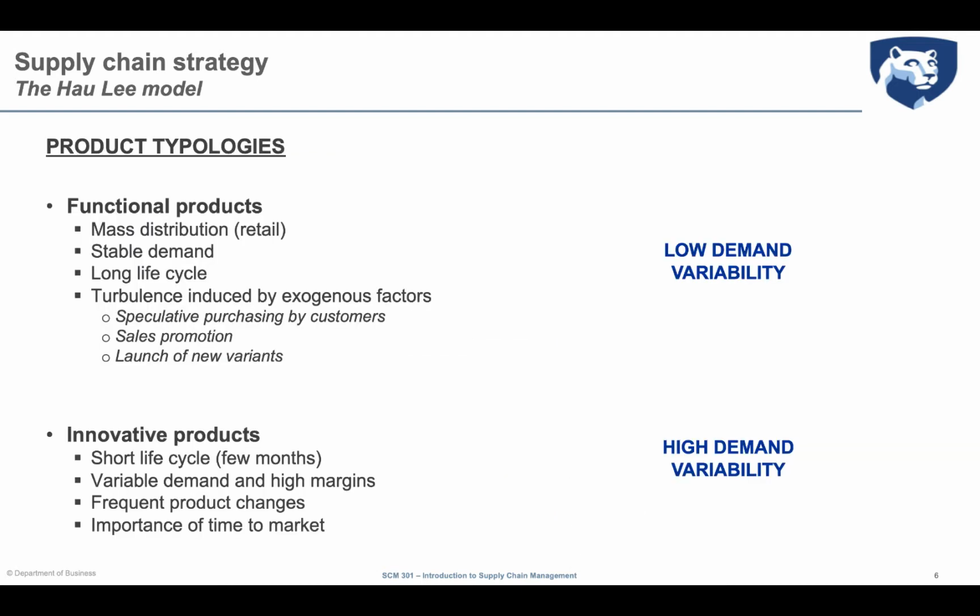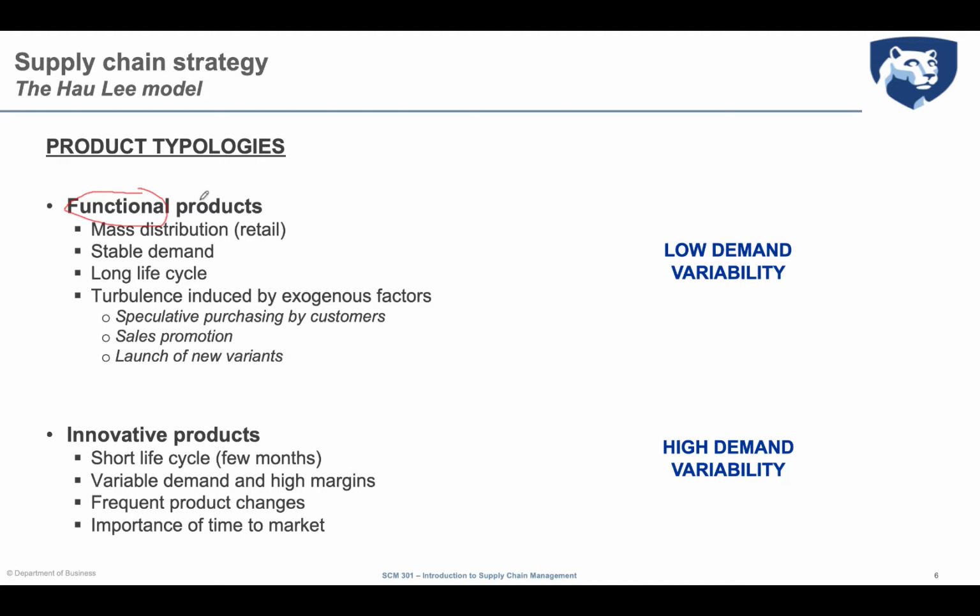In particular, the Hau Lee model distinguishes the demand variability into high and low according to the type of product that the supply chain brings into the market. In particular, the supply chain, for the Hau Lee model, can bring to the market two different types of product, two archetypes of product.